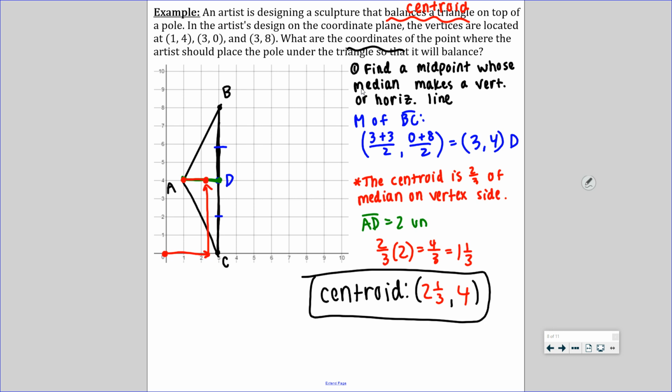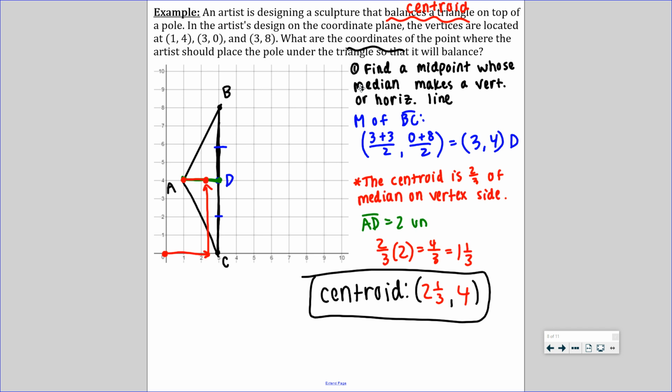A lot easier than that problem we did with the orthocenter where we actually had to find the equations of the altitudes and figure out where they intersect. You could do it that way. You could find the equation of 2 medians and set them equal to each other, but use that special property of centroids to save yourself time. And again, you don't have to choose this median. If there isn't one that's a vertical or horizontal line, you're going to have to pick one that's not perfectly horizontal or vertical, and then you just have to use the distance formula to figure out the length of the median, okay, and figure out what 2/3 of that is.